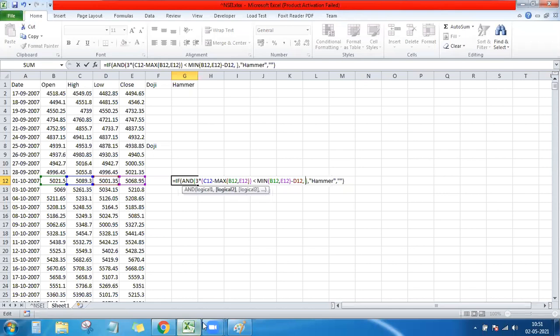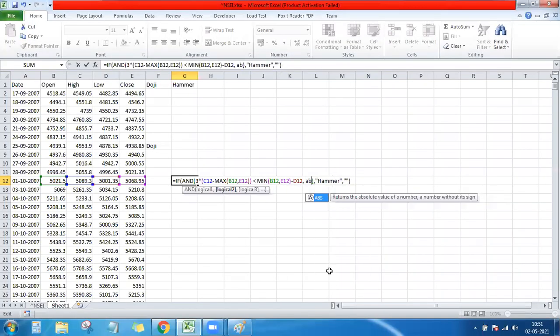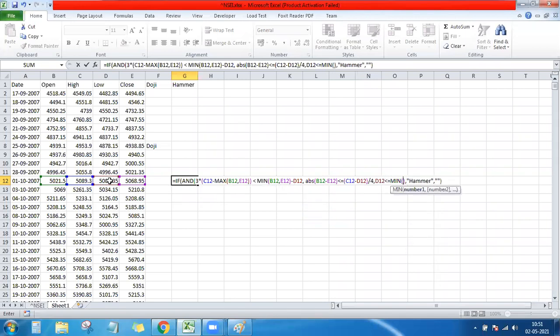The second condition is about the real body, which is open minus close. So the absolute value of open minus close should be less than or equal to high minus low, divided by 4. And finally, the current low should be less than or equal to the minimum of all these previous 10 lows.